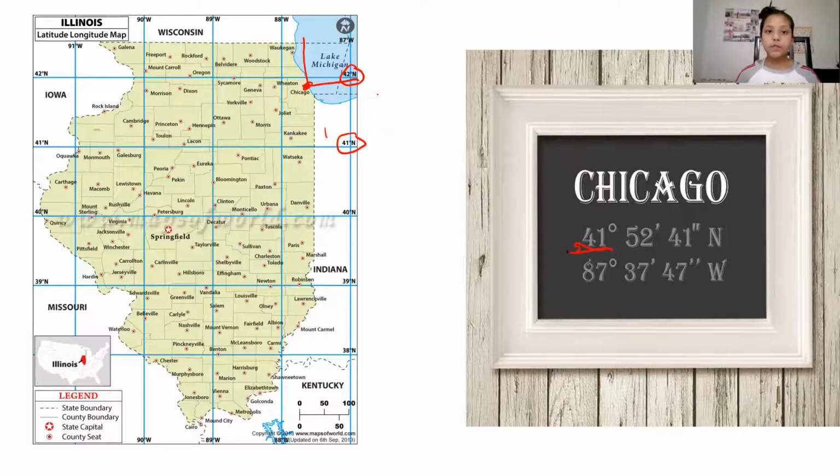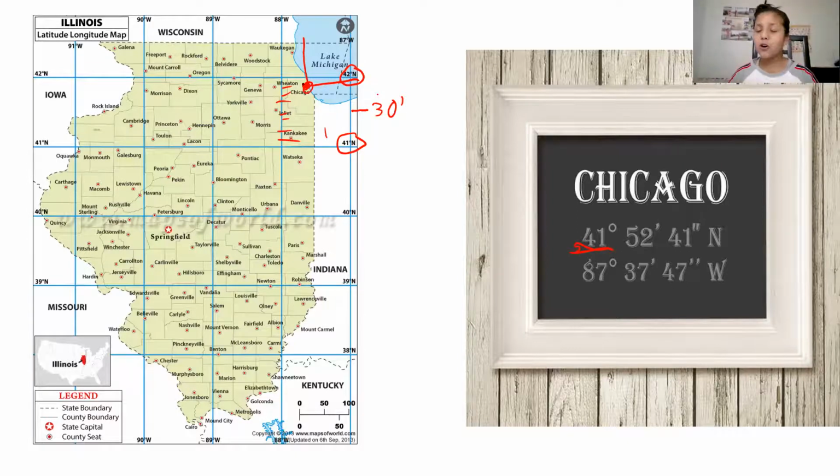If we divide the 41 degrees to 42 degrees north into 60 equal parts like this, then each part will become minutes. So the part which Chicago is on or near to in the exact measurement is 52 minutes. Because see, the halfway point is 30 minutes, as we know. But it's more than 30 minutes, see?